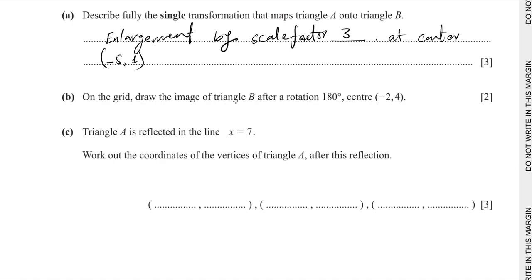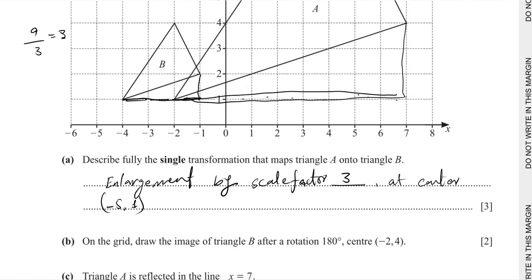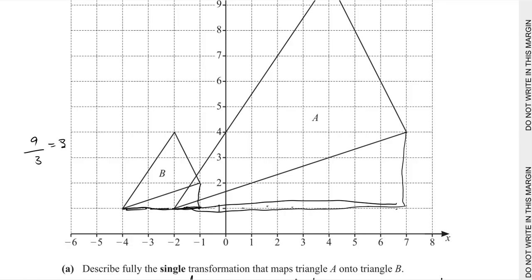On the grid, draw the image of triangle B after a rotation of 108 degrees at center -2 and 4. Let me erase everything first.